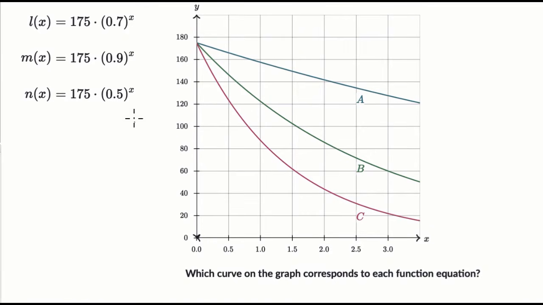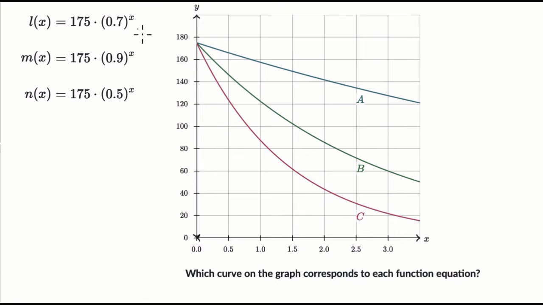OK, so there's a couple of ways to approach it. But you can see that all of these are exponential functions. As x increases by an interval, we're multiplying by the same amount for every successive x. For example, if x is equal to 1, you're multiplying your initial value by 0.7. When x equals 2, you're multiplying that by 0.7 again, so on and so forth.